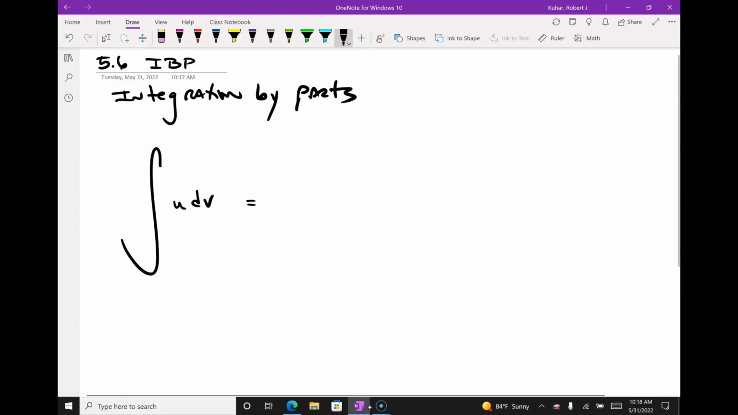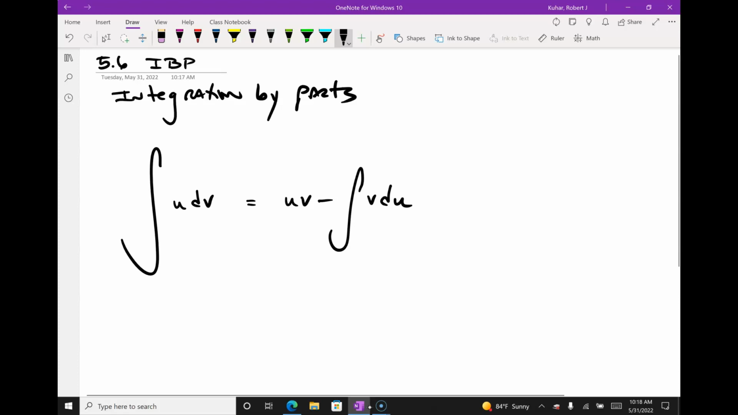So I'm looking for a function u and a derivative of a function v. You see the u and you see the dv. u is the function, dv is a derivative of v, and I get uv minus the integral of v du. So secretly, this is hidden as a product rule.